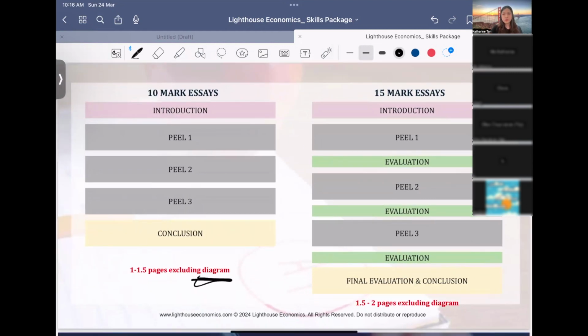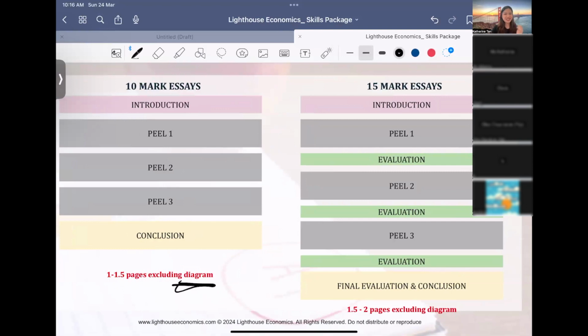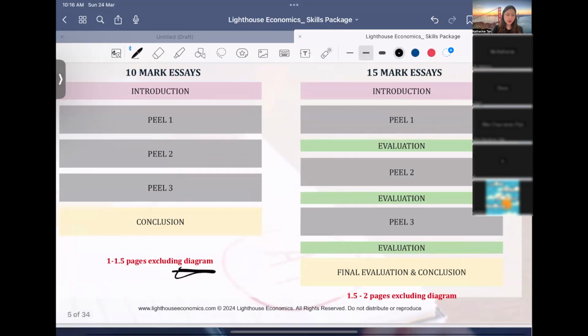you can see what I mean by having the evaluation littered through your paragraphs. For 15 marks, you have an introduction, point 1, and then you evaluate point 1. Then you have point 2 and evaluate point 2, then point 3 and evaluate point 3. Then instead of a conclusion like your 10 mark question, your conclusion will be a final evaluation. You answer the question directly: do you agree with the thesis more or the antithesis more?